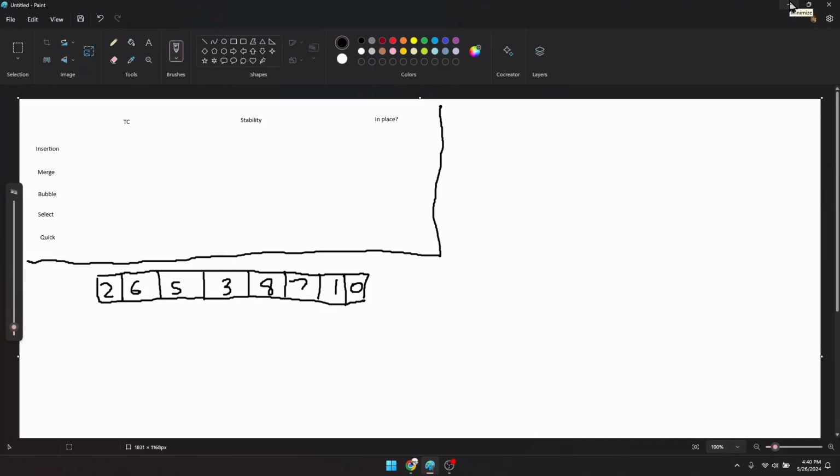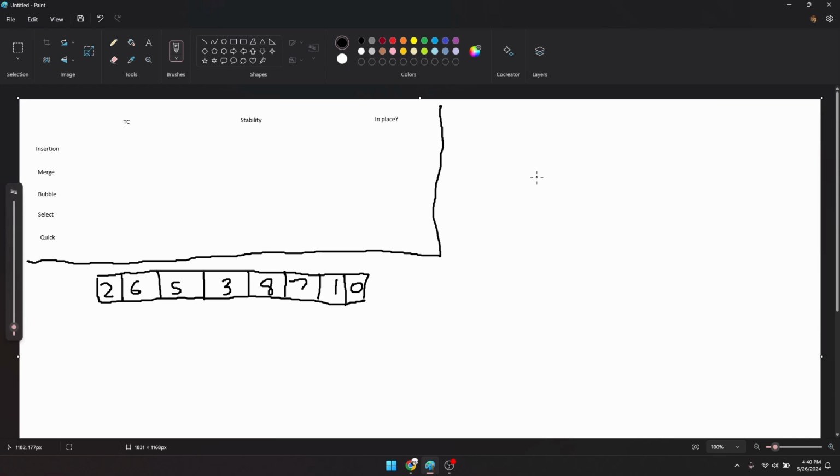Hey, today we're going to be talking about some sorting algorithms for technical interviews. So here we have a bunch of sorting algorithms and we're going to be discussing their time complexity, their stability, and also if they're an in-place algorithm.